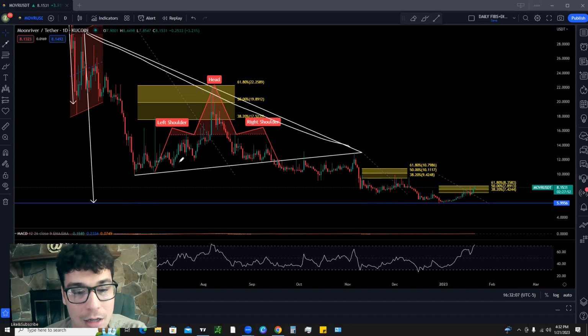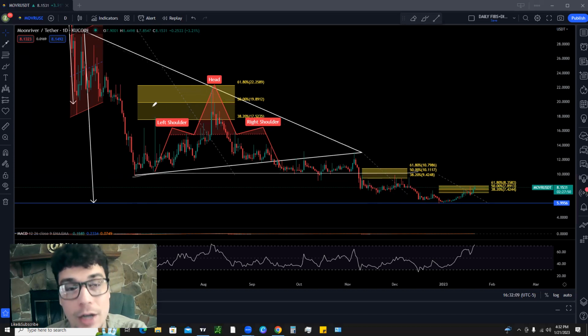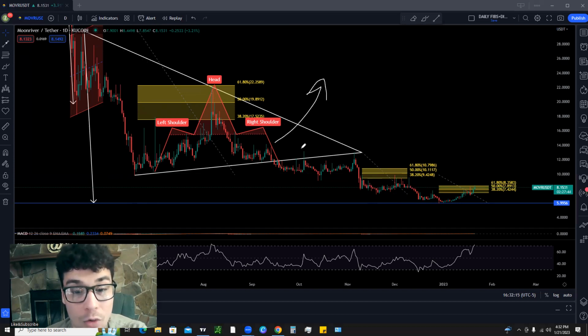Okay, we had this triangle pattern here, and the triangle patterns are more neutral. Okay, so you can actually look for a breakout to the upside or a breakout to the downside. So you have to keep your bias out of it, right? You have to be unbiased whenever you see these triangle patterns.